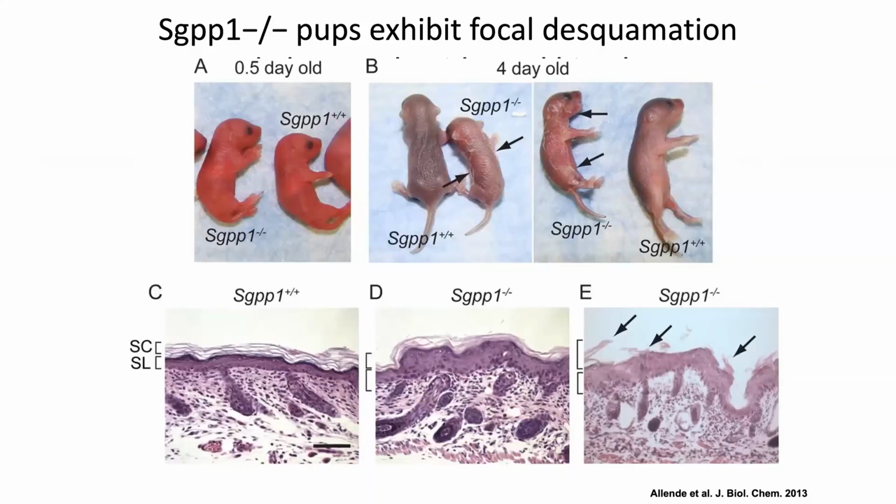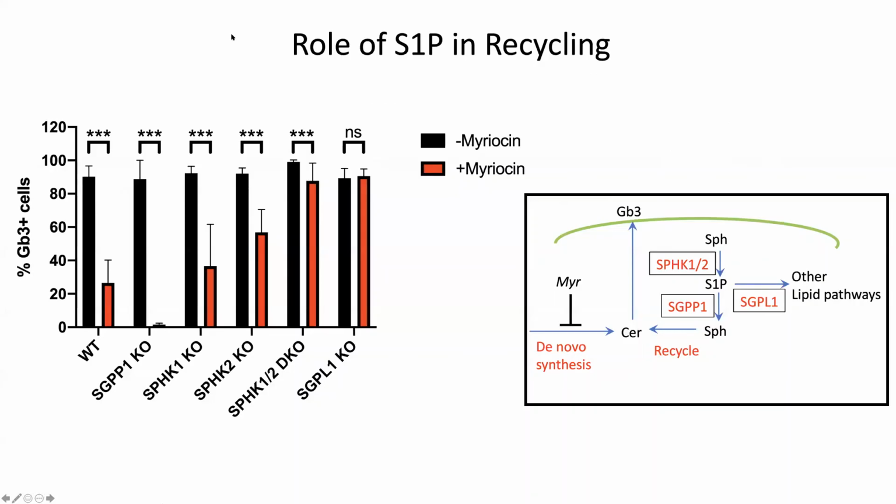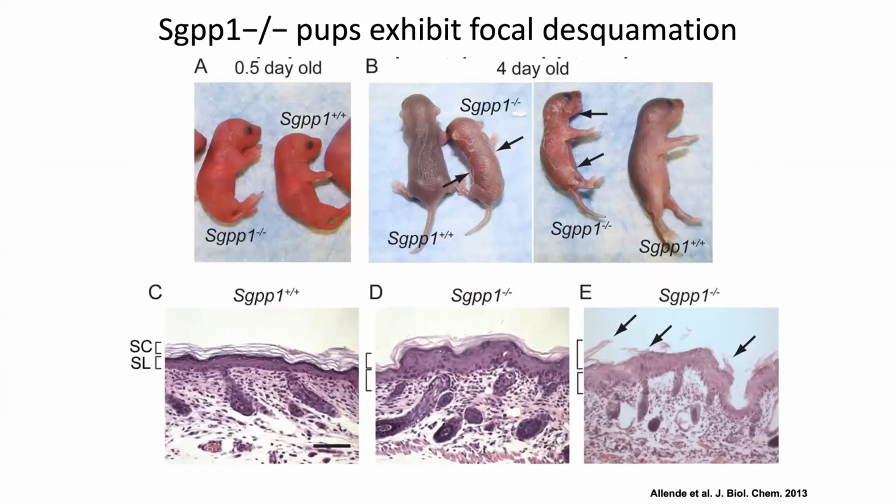Just to go back to some experiments we did several years ago on the importance of the recycling pathway, now that we have a little bit of understanding of how it's working, we made phosphatase 1 knockout mice. And we found that the mice didn't live very long. They generally died after a few days.